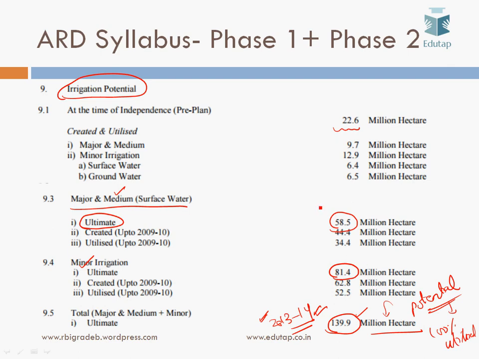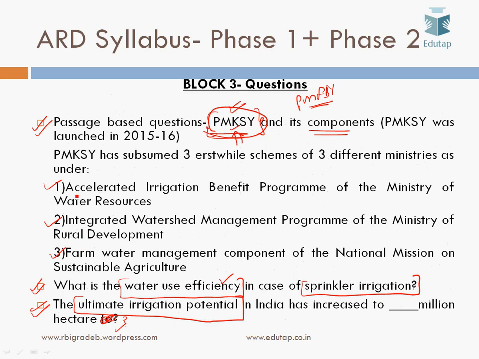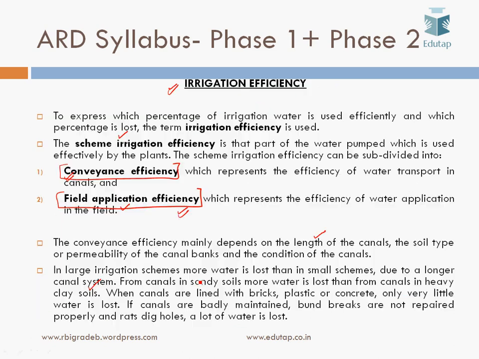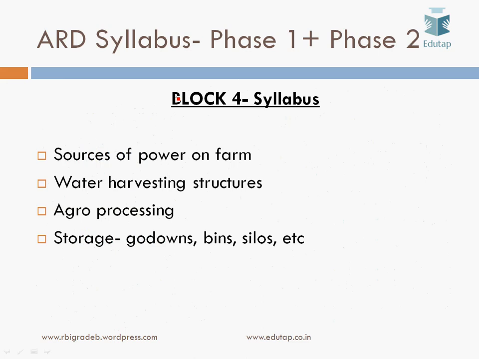Fine. So these are the questions that were asked. One was on Pradhan Mantri Krishi Sinchay Yojana, one was on water use efficiency in case of sprinkler irrigation, and one was on ultimate irrigation potential for India. I have told you the concepts as well. Let's move on. Now we come to block 4. The syllabus for block 4 is the sources of power on the farm, the different water harvesting structures, agro processing or food processing, and storage, godowns, bins, silos, etc.